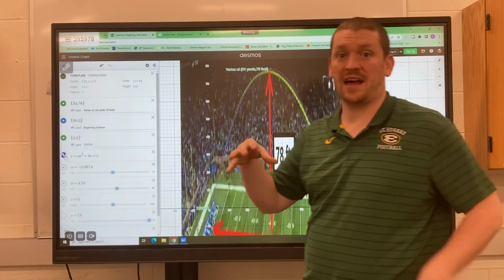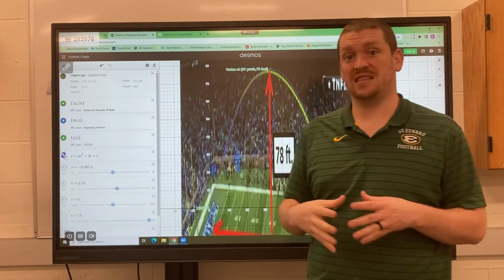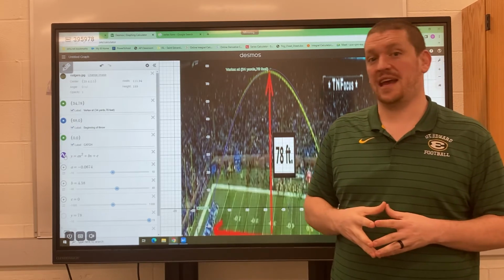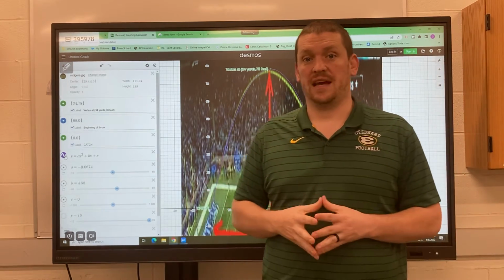So now I can find a lot of different things, like where's the ball at a certain time, where's the ball at a certain yard line, how they can figure out where it's going to land and things like that. And it's really useful in that type of sense.